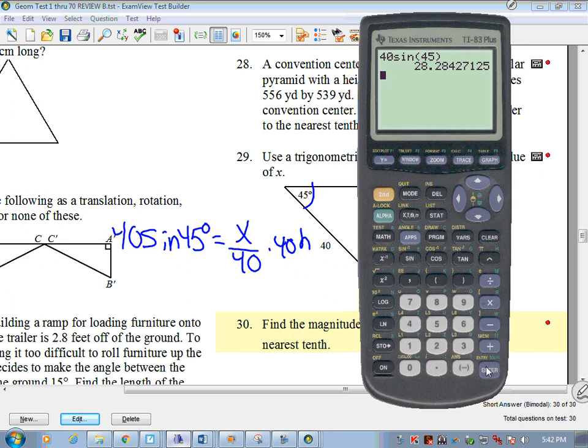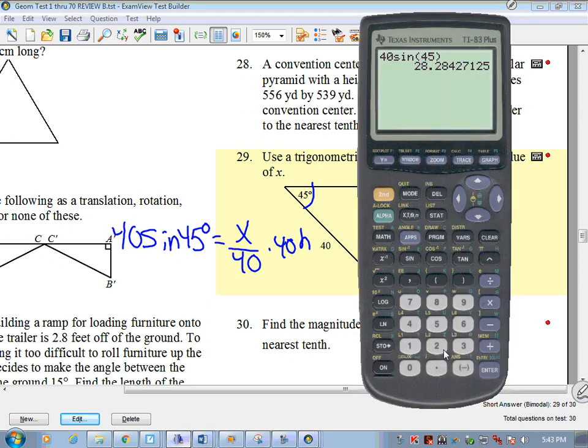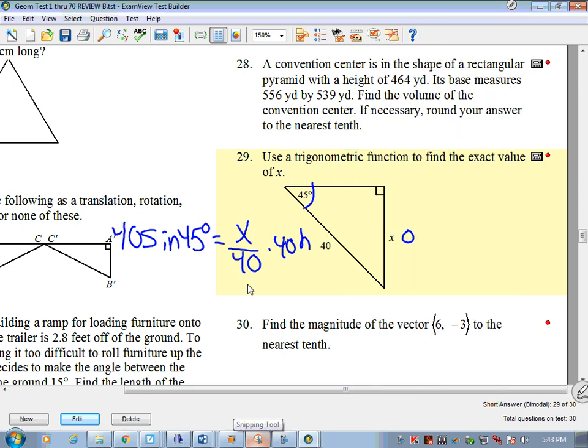Boom, 28.28. Now they're saying 20 radical 2 for their answer. Oh, I see why. This isn't the only way to find this, and I'll explain. I think both our answers are correct. Let me pull up that graphing calculator and show you what 20 radical 2 actually looks like. Notice it's exactly the same. So 28.28 is the same as 20 radical 2.